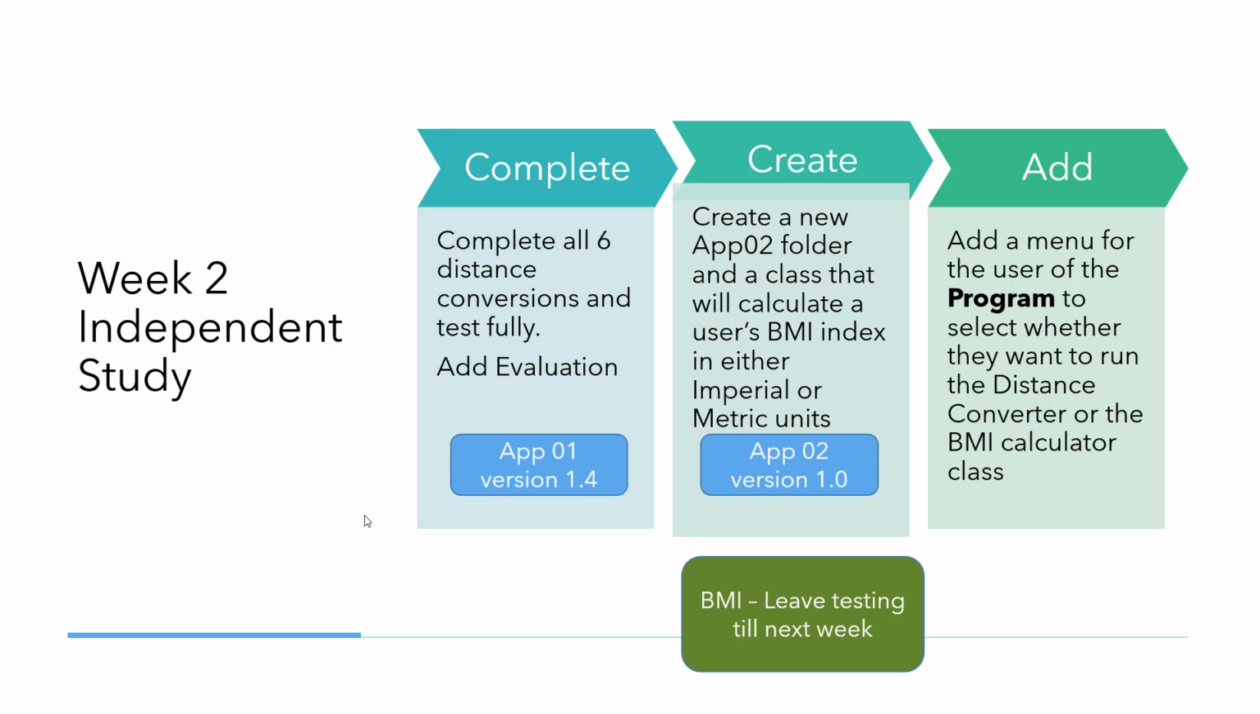Okay, so what we're expecting then is that you have completed App01 with all 6 distance conversions tested and fully evaluated. You can then start on App02, and I'll go through App02 in a minute. What you can also do as soon as you have a second app is alter the program class so that the user can select which of the 2 apps they want to run. So there's marks for that as well. But you can leave that until you have finished App01.